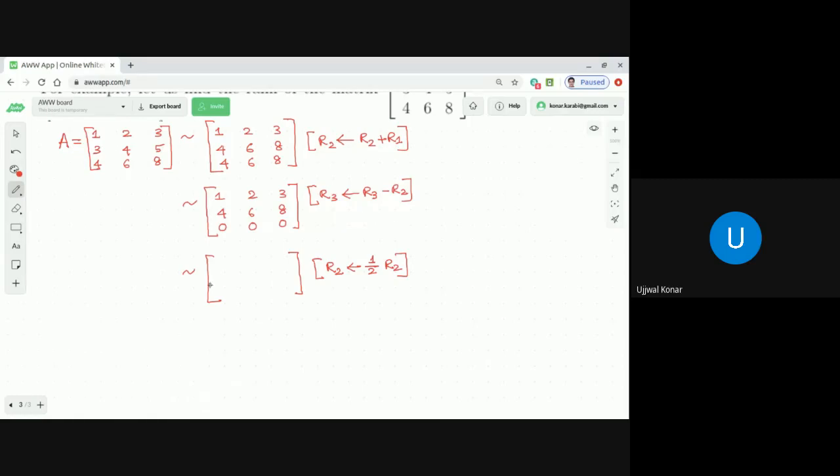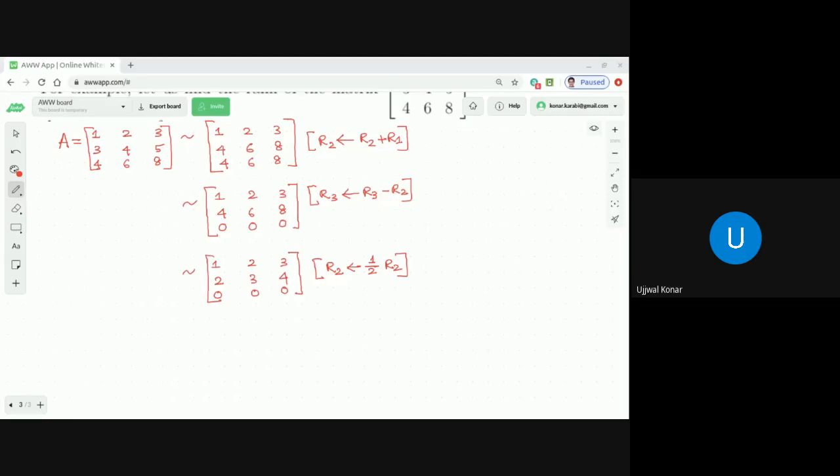So now here R1 will remain the same, that is 1, 2, 3. R2 is 1 by 2 R2. That means 4, 6, 8, if we divide it by 2, becomes 2, 3, 4. So here we'll get 2, 3, 4. And the last row becomes 0, 0, 0. Correct, dear students?